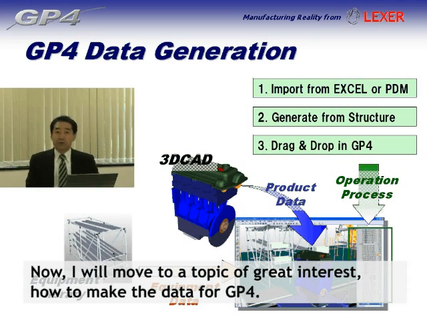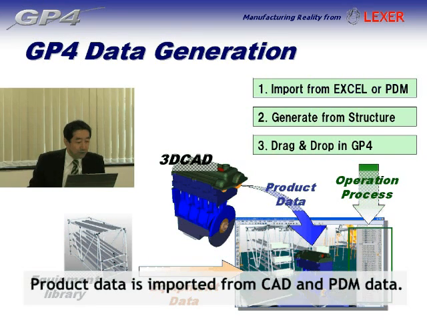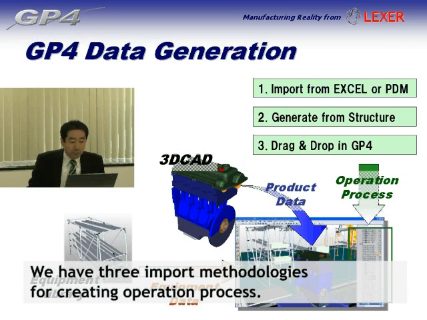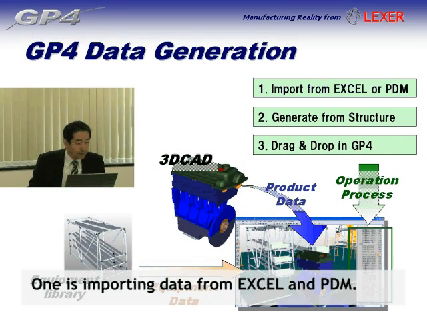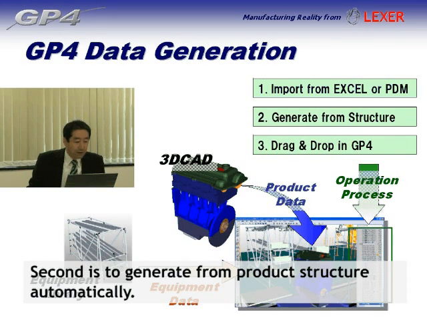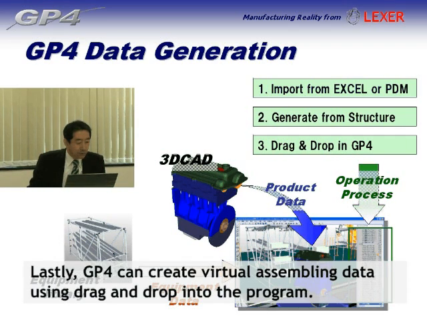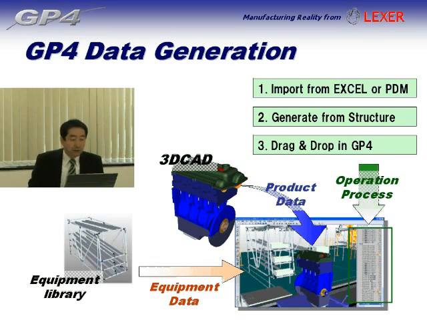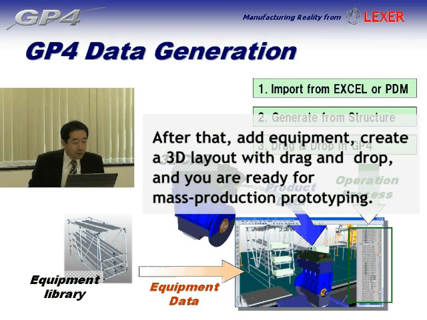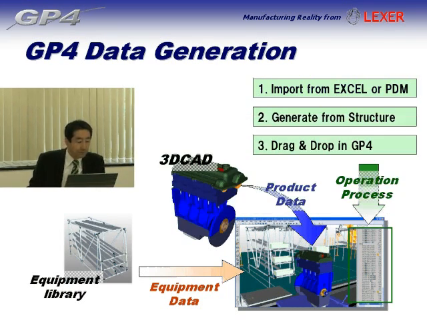Now I will move to a topic of great interest: how to make the data for GP4. Product data is imported from CAD and PDM data. We have three import methodologies. One is importing data from Excel and PDM. Second is to generate data from the product structure automatically. Lastly, GP4 can create virtual assembling data using drag and drop into the program. After that, add equipment, create a 3D layout with drag and drop, and you are ready for mass production prototyping.